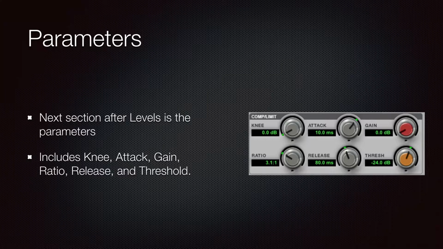Next, we have our parameter section, and this is where it can get a little confusing, at least for me, this is where it got confusing. So we have knee, attack, gain, ratio, release, and threshold, and we're going to talk about these terms right now.